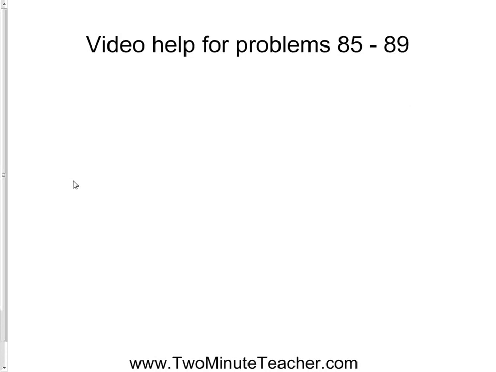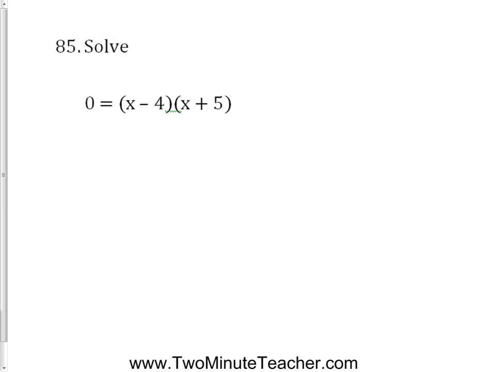Hey there, we're talking about 85 through 89. Number 85. This is a quadratic that has been factored, and now it's been set equal to 0. And that means that I can use the zero product property.